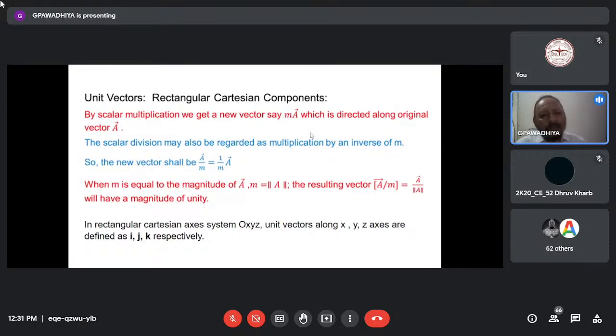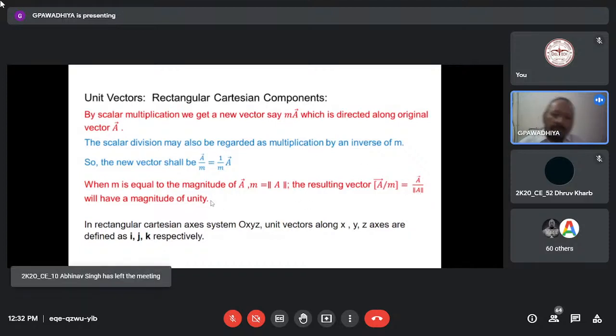So unit vectors here in rectangular Cartesian components, as we know that we can multiply a scalar value to a vector to modify the vector. Magnitude changes, but direction will not change in this case because it is positive, and then we can divide the magnitude by some scalar quantity. Now suppose m is the magnitude of this vector A. If we divide vector A by m, then it will be vector A divided by magnitude of A, and this will result in a unit magnitude vector. This vector will have the same direction, which is the direction of A, and its magnitude will be unity. So this vector we define as unit vector.